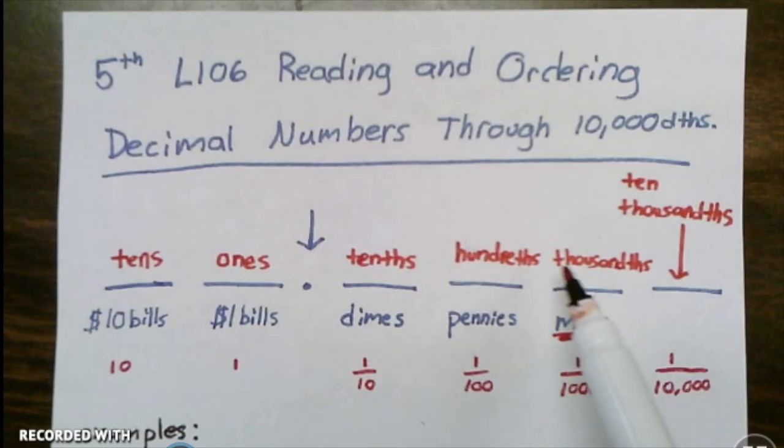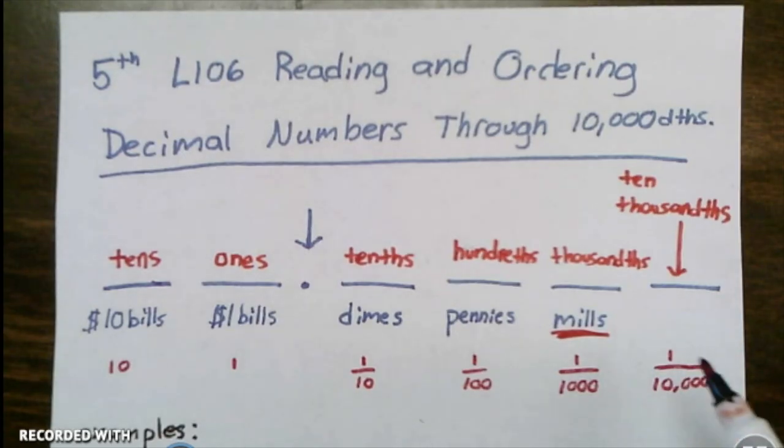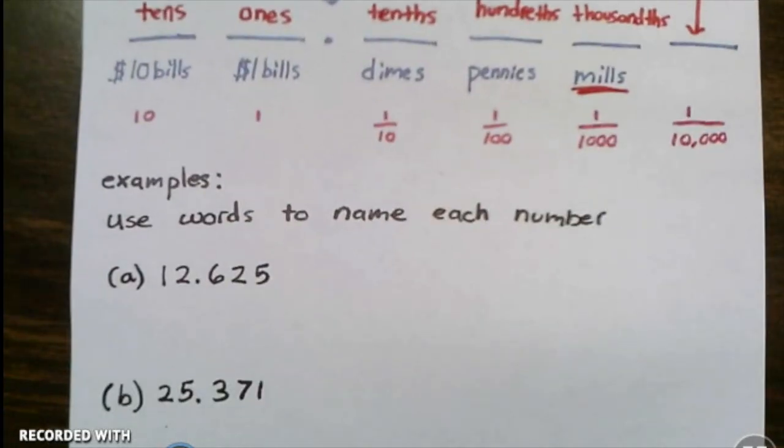But we've got thousandths, and then as a fraction, we can show these places as 1/10 for tenths, 1/100th for hundredths, 1/1,000th for thousandths, and 1/10,000 for 10,000ths. So this is the way it would be written as a fraction. Let's jump into the examples.